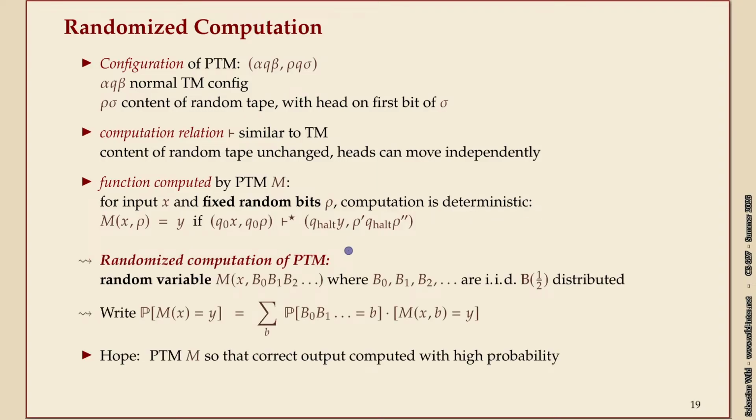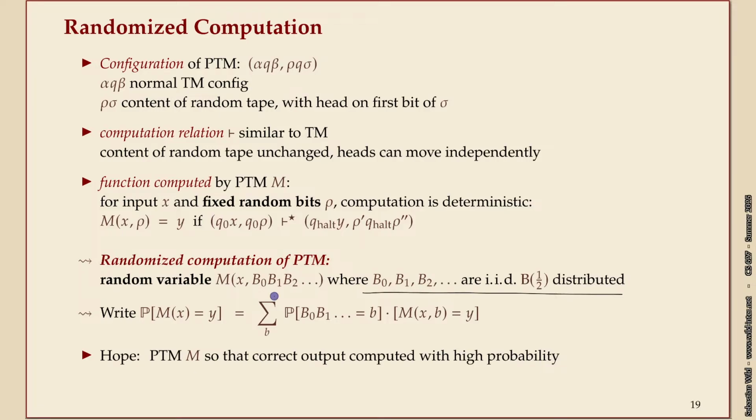Of course, now we don't want to fix the random bits. They're not part of the input. These are randomized machines. So the randomized computation will become a random variable. I'm essentially now taking this function m computed by the machine. I keep the input, but rho is now formed by random variables, namely by these IID Bernoulli 1/2 random variables. Okay.